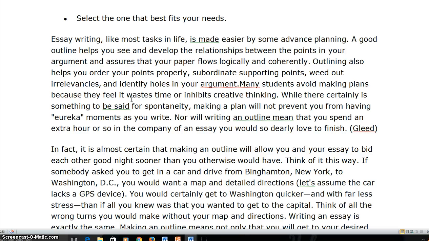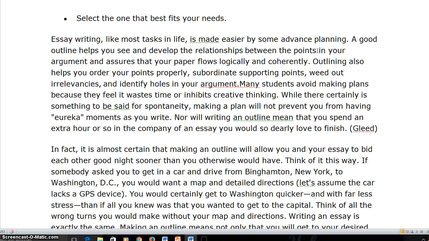So essay writing, like most tasks, is made easier by advanced planning. A good outline helps you see and develop the relationships between the points in your argument and assures that your paper flows logically and coherently. Outlining also helps you order your points properly, subordinate supporting points, weed out irrelevancies, and identify holes in your argument.